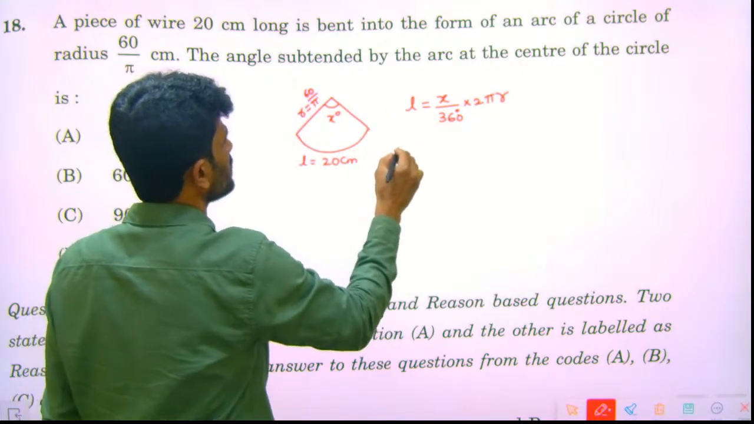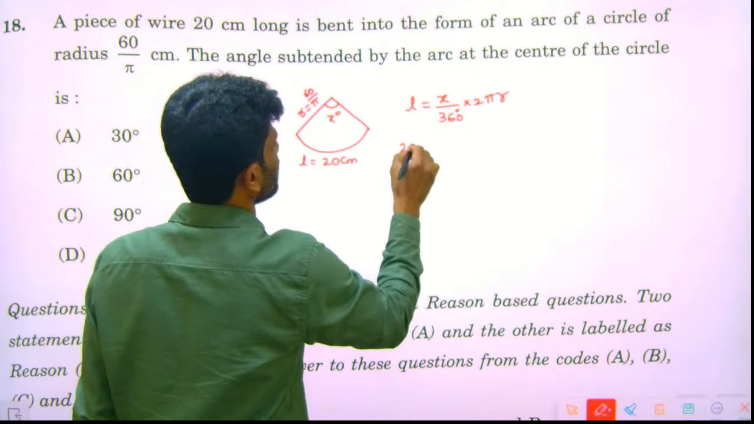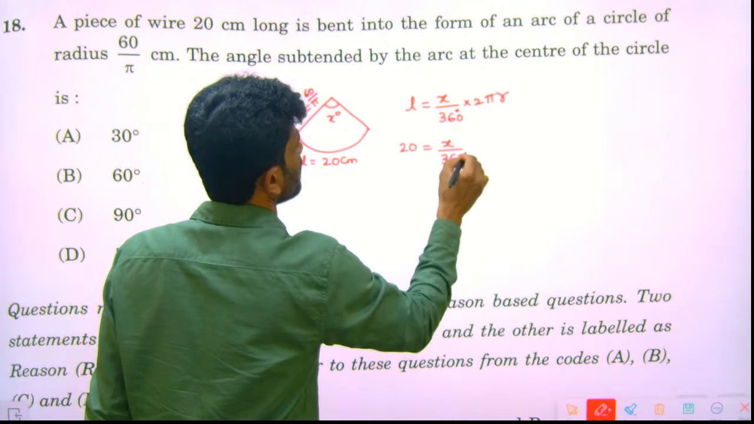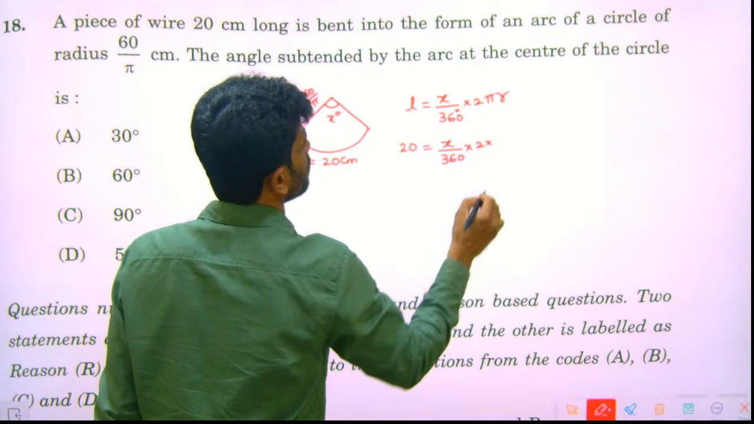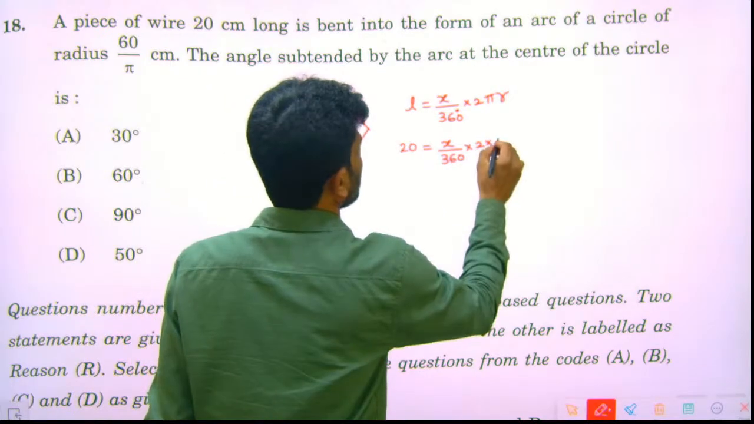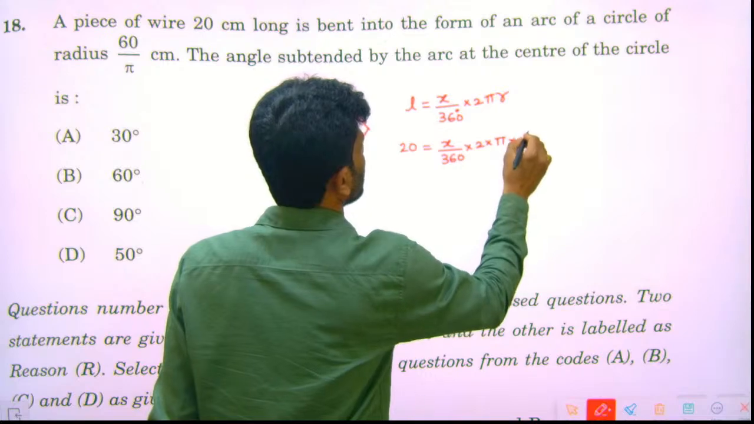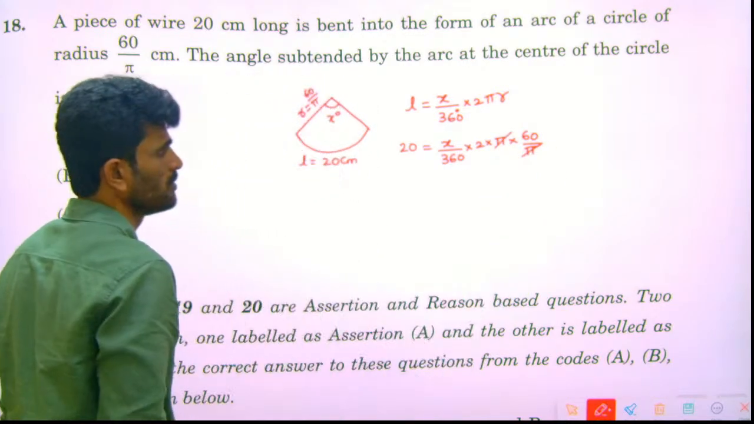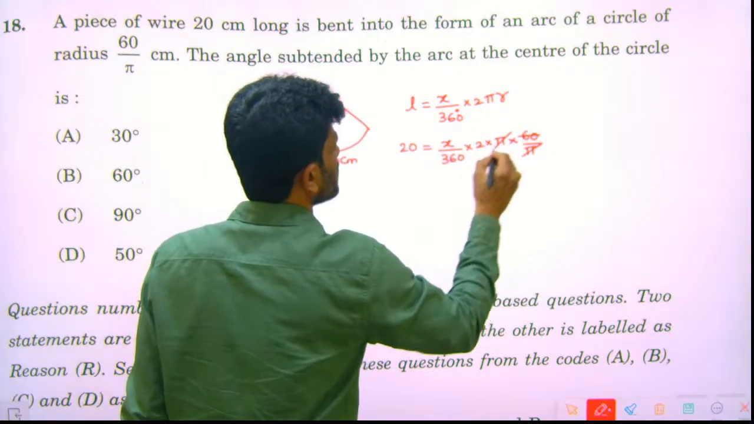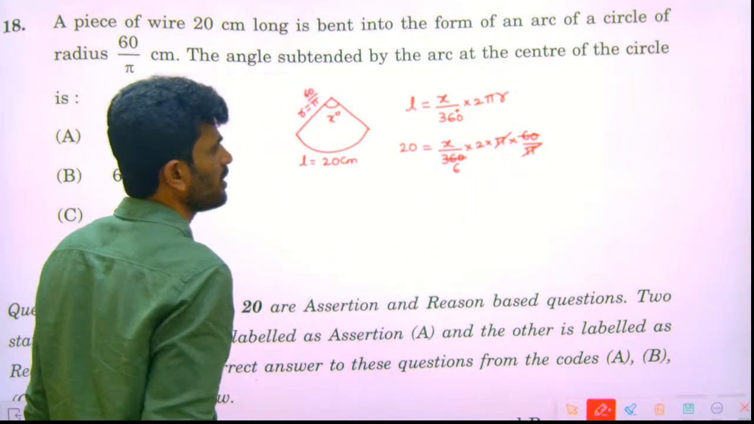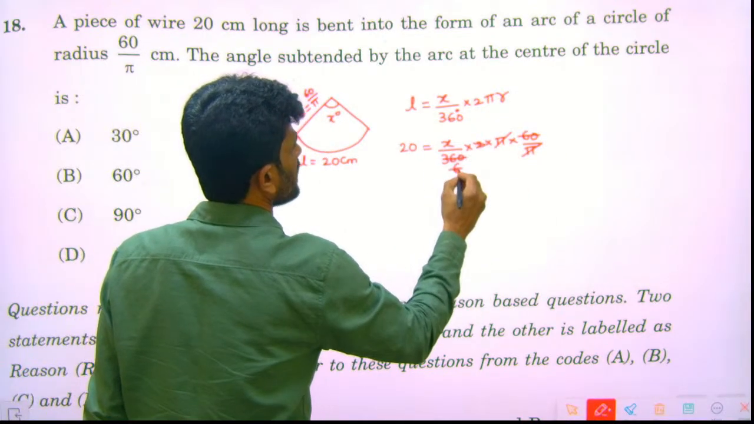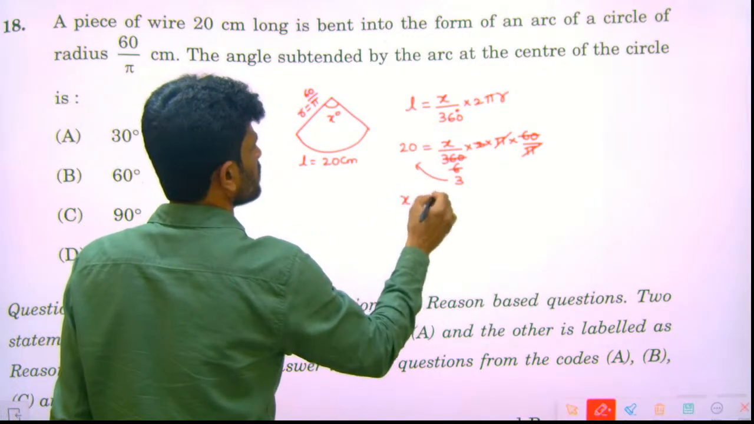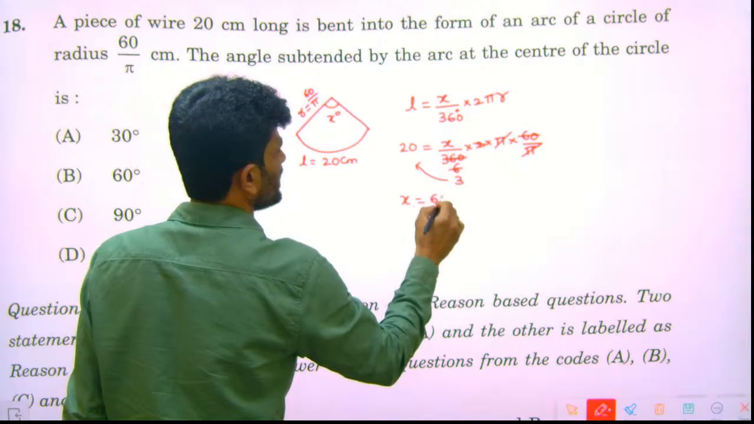Length of the arc is given as 20. So 20 is equal to x by 360 into 2 into pi into r. R is 60 by pi. So here pi will be cancelled. 60 ones are 60, it will be cancelled. Again 2 ones are 2, 3 twos are 6, it will be cancelled. Transpose 3 here. Then x is equal to 3 twos are 6, so 60 degrees.